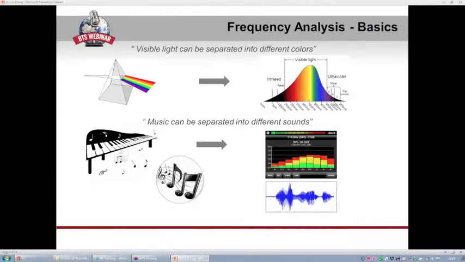As you know, we can divide visible white light into different colors. To describe the map of the colors, we can graphically display the contribution of each color to the total amount of light. The same can be done for the voice or for music, for example, which is composed of different sounds.